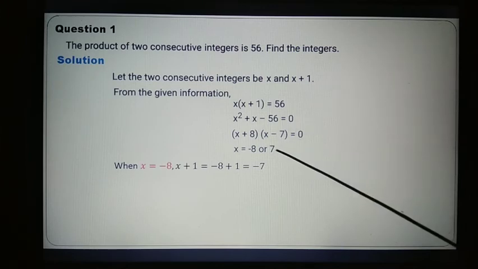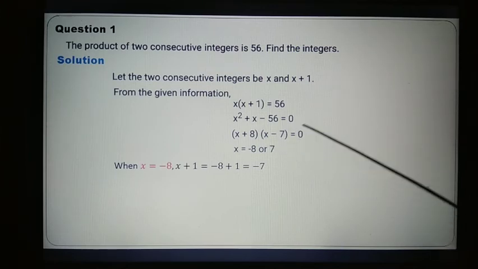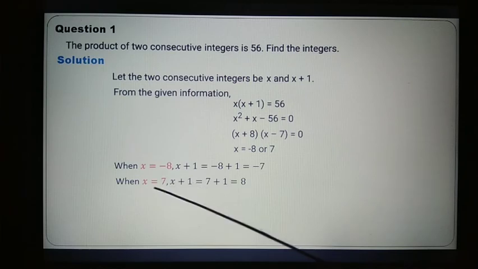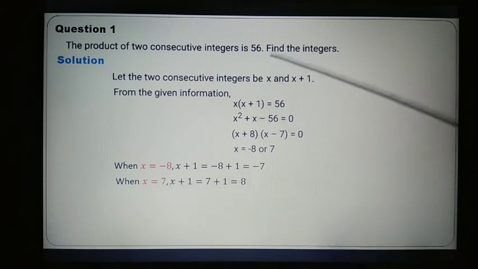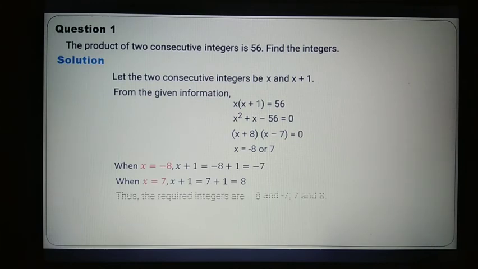Now if the value of x is 7, then x plus 1 is 7 plus 1, which is 8. So the consecutive number of 7 is 8, and also 7 into 8 is 56. So the required integers are either minus 8 and minus 7, or 7 and 8. Pause the video to note this down.